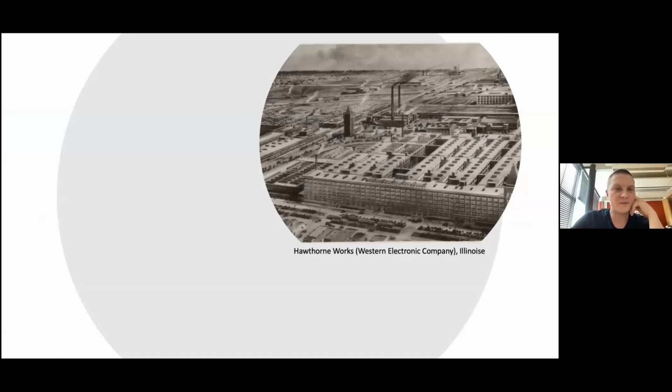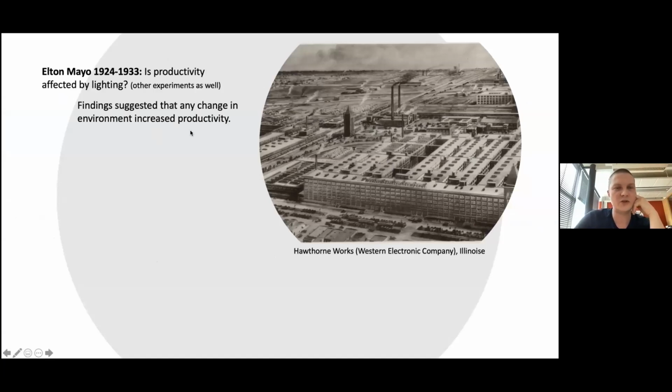These are the Hawthorne Works, the Western Electric Company in Illinois. Famous, surely, for what they produced, but also for the studies done there, the Hawthorne effect. Somewhere in the 1920s and 30s, experiments were done at this factory where they were looking at changes in work environment and seeing how that affected productivity. What they mainly were looking at was different lighting levels and seeing if that changed productivity. And what they found was that any change of lighting or any change of environment increased productivity. And that was basically their conclusion.